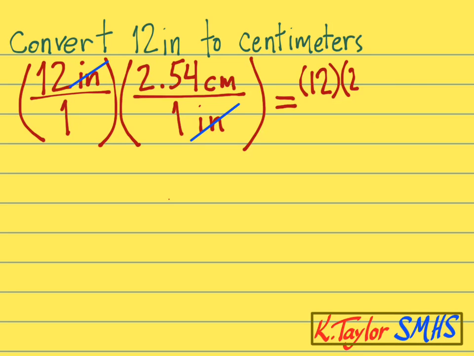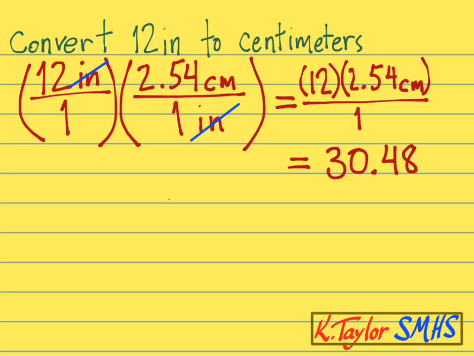So when I finish that off, all I have to do, since I'm multiplying those two things together, is multiply the 12 times 2.54 centimeters, and then I have my answer, 30.48 centimeters. And I just got that by multiplying 12 times 2.54. So there you go. 12 inches equals pretty darn close to 30.48 centimeters.